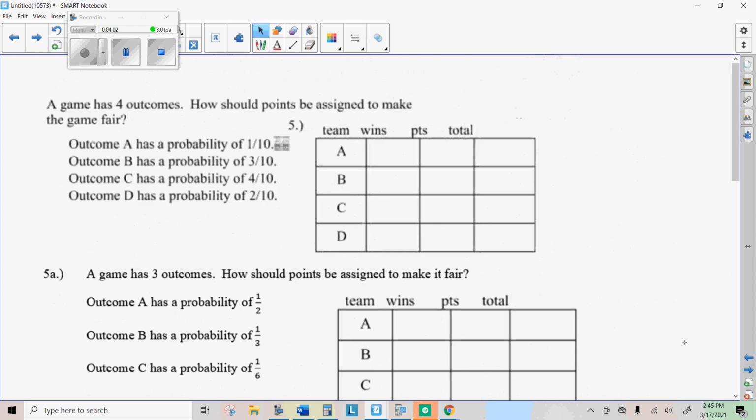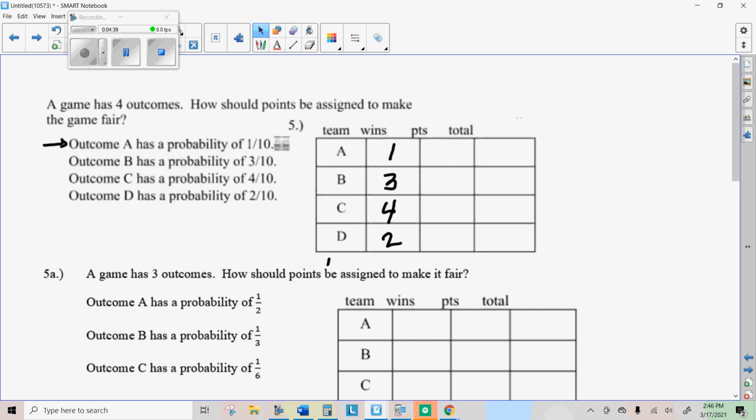All right, you can do a couple problems there. On this one, we're going to learn how to make a game fair. So we analyzed these outcomes, and we found that if you have outcome A, you will win 1 out of every 10 on average. Outcome B is 3 out of every 10. Outcome C is 4 out of every 10. So I'm just going to write here, this is how many wins you'll have. 1 out of every 10. So these are all out of 10. 3, 4, and 2. Okay.